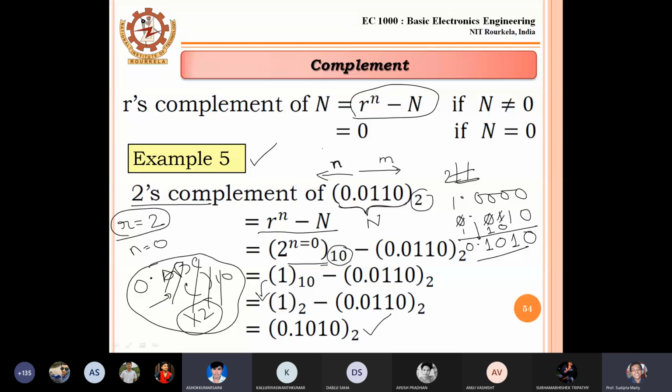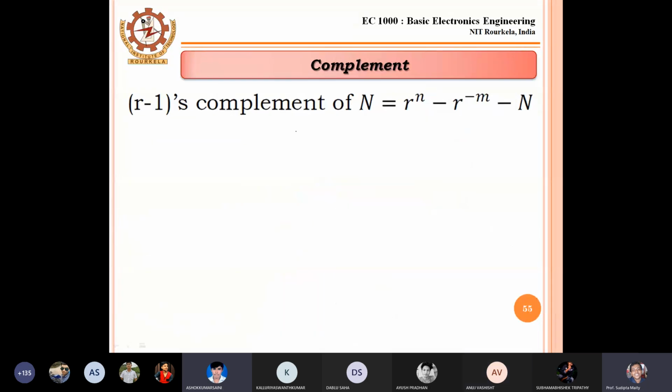Can we go to the next slide? Sir, why are we not putting 0 as a bit? The thing is that if we do not have any bit, then how can we take its complement? That's why.